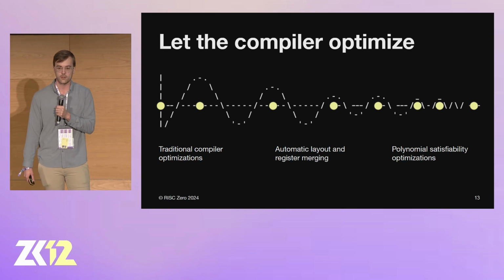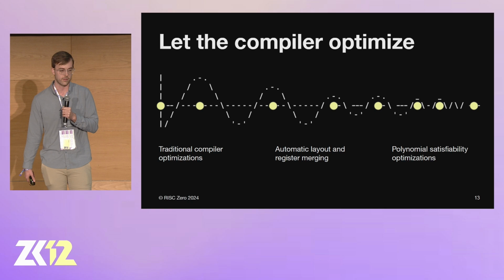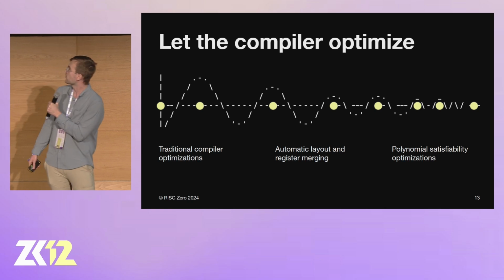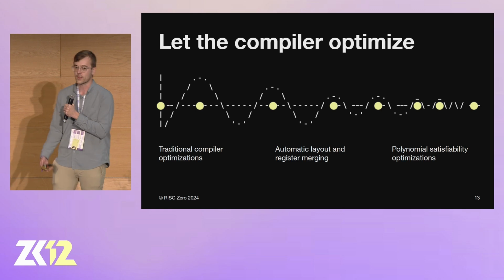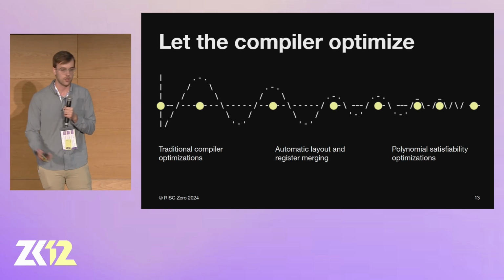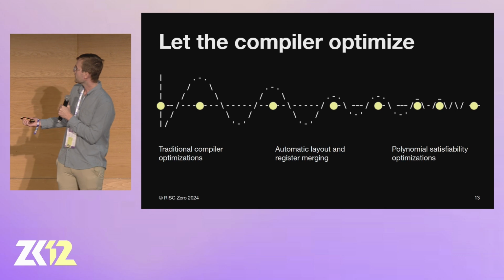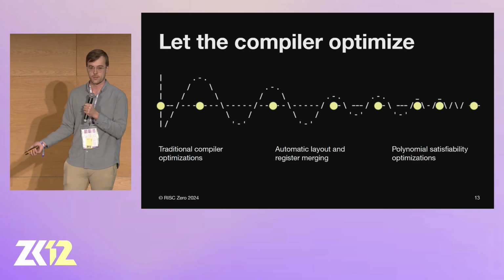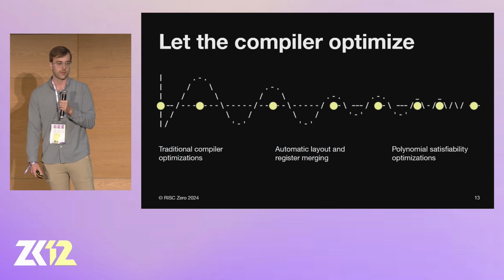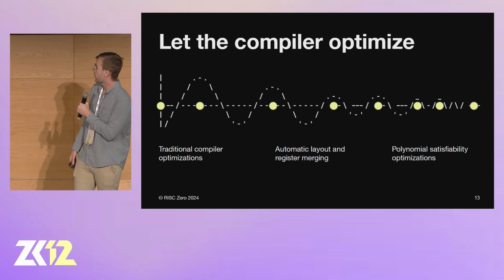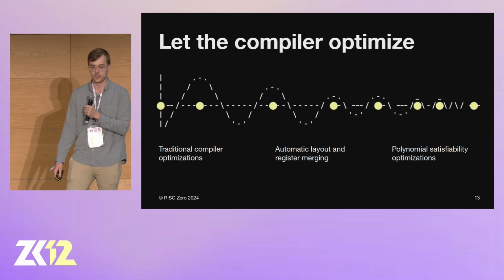For one, we have all of the traditional compiler optimizations that you might think of when you think of a C or a Rust compiler even: constant propagation, dead code elimination, common subexpression elimination, and all things of that sort, as well as some more circuit-specific things. In particular, there are some layout optimizations that can be done automatically.